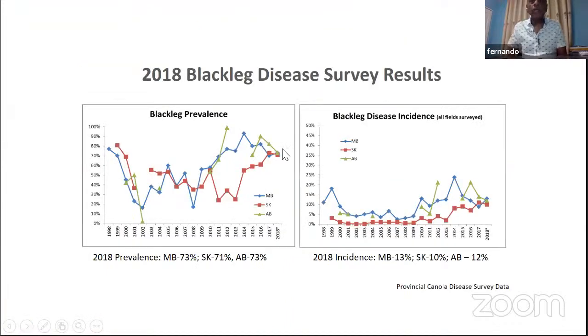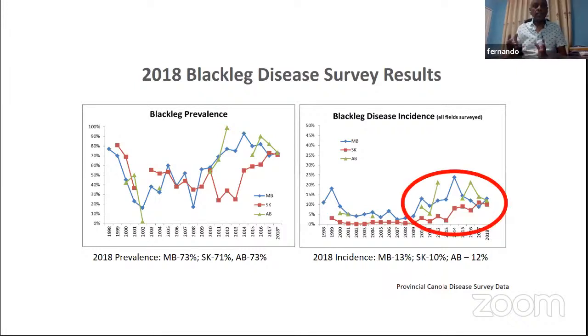Now, looking at the disease, it has been increasing. If you look at the blackleg prevalence, it is about 73% in Manitoba in 2018. And when you look at the incidence, it's about 13%, but even 13% can sometimes be devastating to an economy. Anything over 1% to 5% can be devastating. So this is a very important disease that we have to manage.